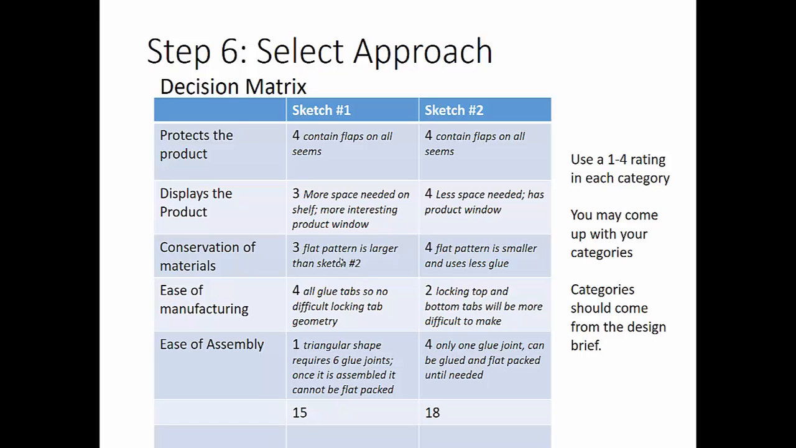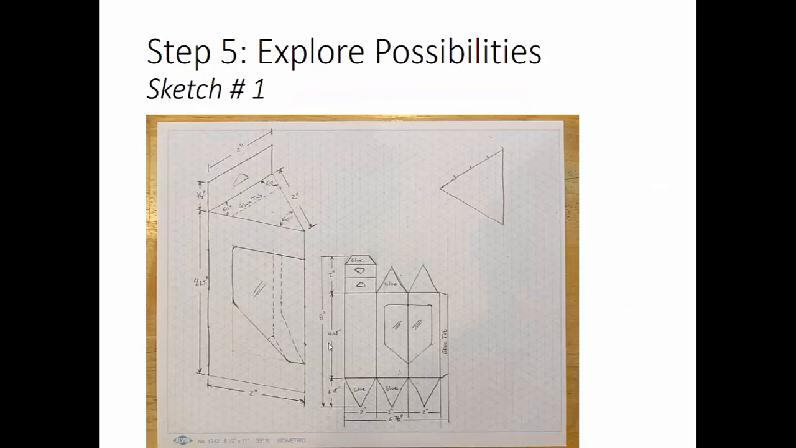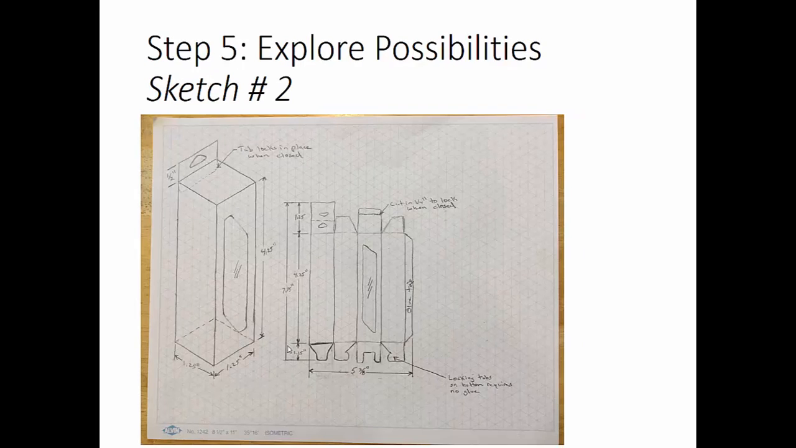When we look at conservation of materials, if we look at the two flat patterns, this one is 8 by 6 3/8, and this one is 5 3/8. I think this is actually supposed to be 6.75.